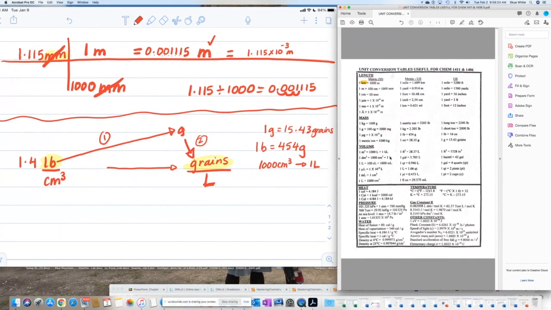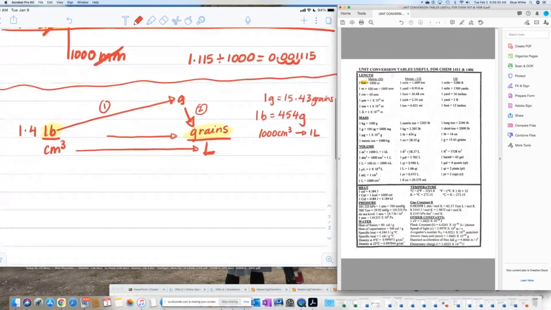Okay? You see that? Let me move my mouse. So for centimeter cube to liters, I have a direct conversion. There's no in-between conversion, so just one conversion. So I draw my brackets, once again, 1.4 pounds per centimeter cube. I draw my brackets here so I can make sure I have enough space.